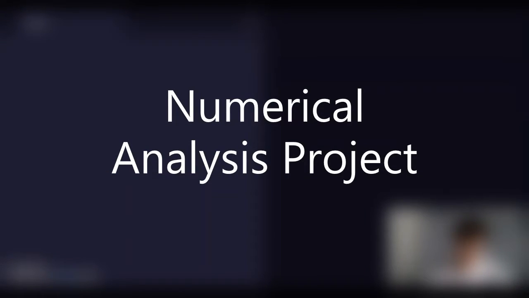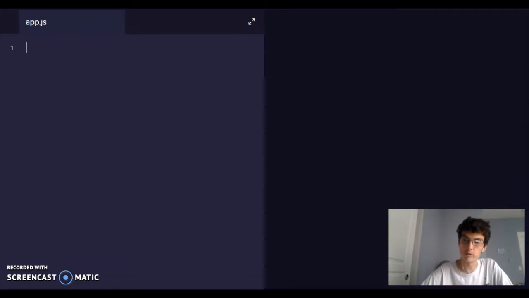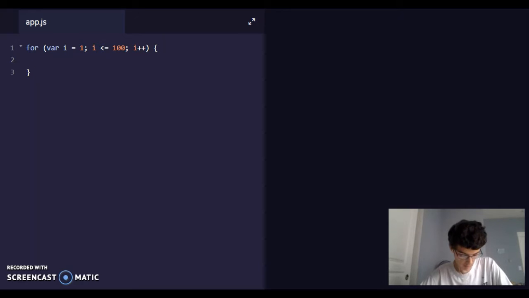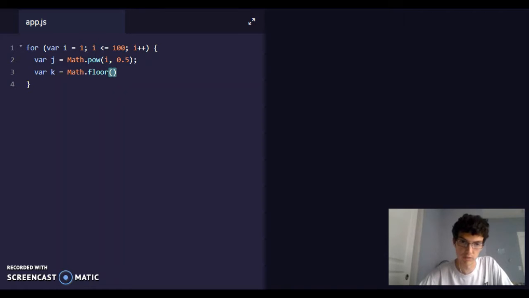Okay, so now I have JavaScript open, and what I'm going to do is I'm going to write some code that will allow me to see what the estimations from 1 to 100 are. So I'm going to say for a variable i equal to 1, i less than or equal to 100, i plus plus, which basically means that for the numbers 1 through 100, we're going to let a variable j be equal to the square root of i. We're going to let a variable k be the floor function of j. And we're going to let L be the ceiling function of j.